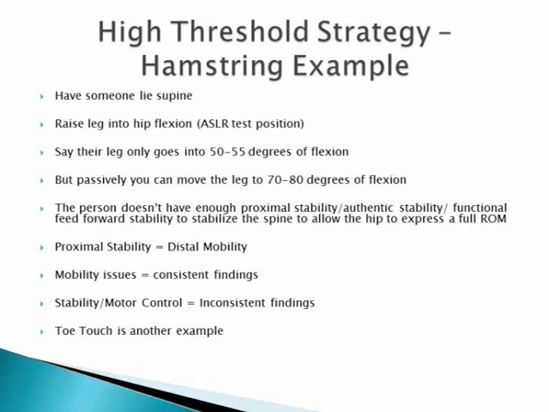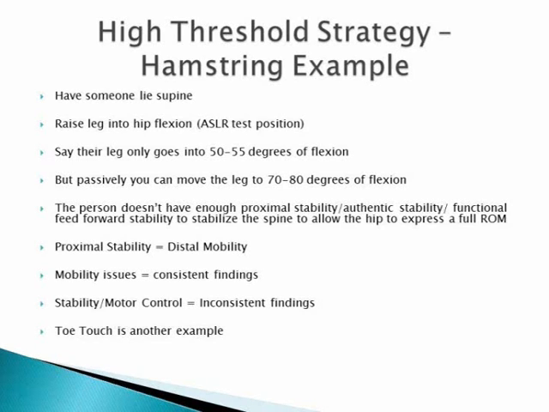Again, proximal stability will equal distal mobility. So if I have more stability at my spine, I'll be able to display more mobility at my hip in this example. Remember, mobility issues are consistent findings. Stability and motor control issues are inconsistent findings.